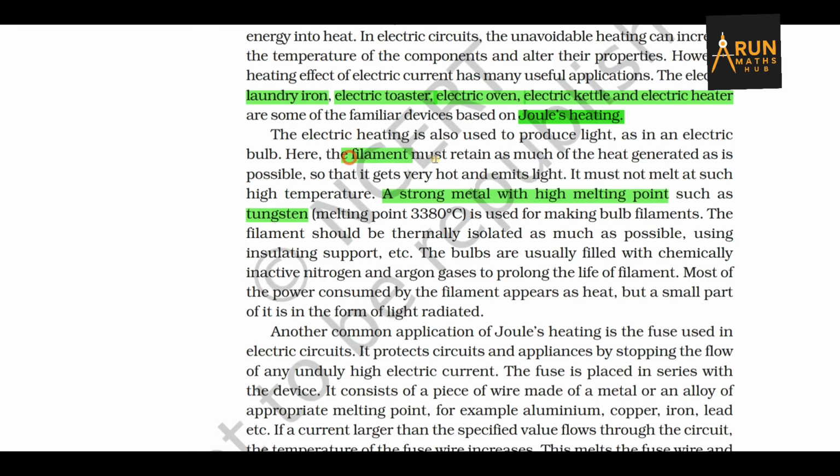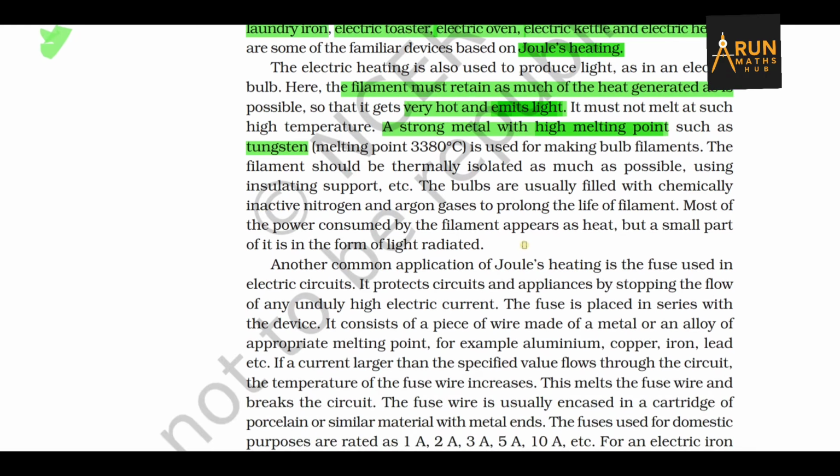You can see the filament must retain as much of the heat generated and it emits light. The very important property of tungsten is that when it gets heated up, it emits light, and also it has the property of higher resistivity, and it has a high melting point. In case it is asked for 2 marks, you should mention all these points: high melting point, high resistivity, and it emits light on heating.